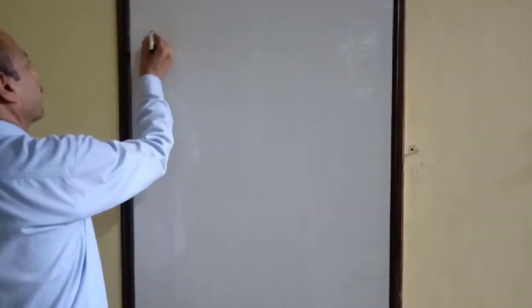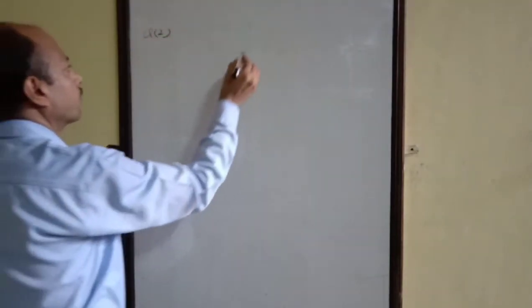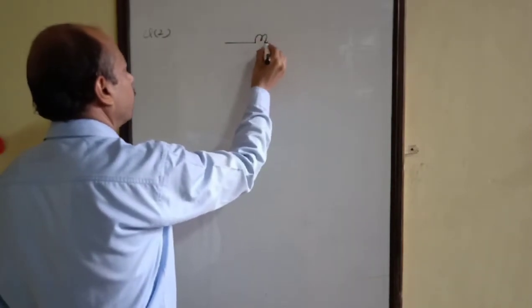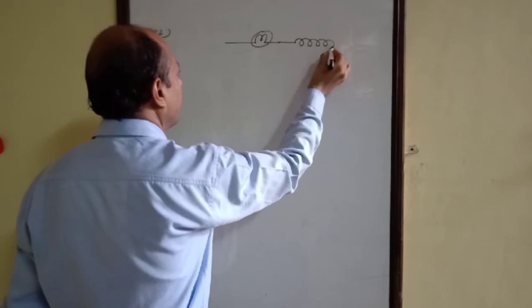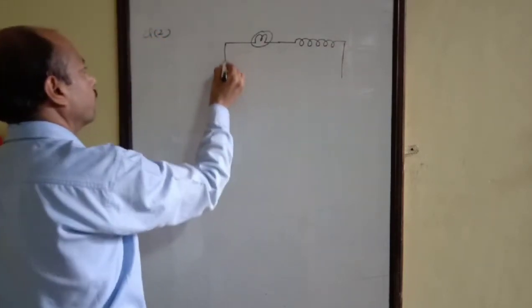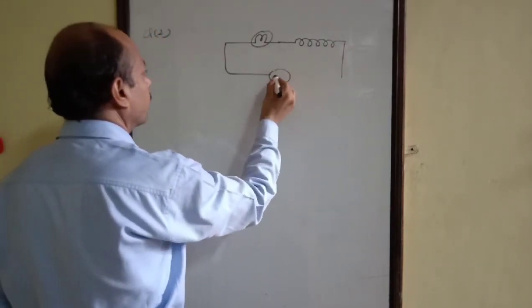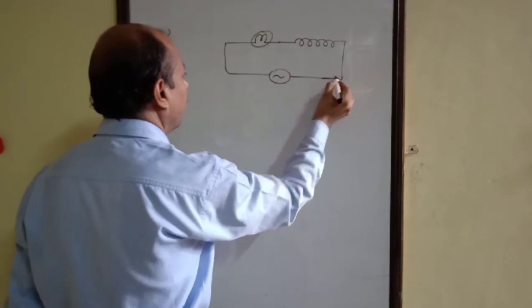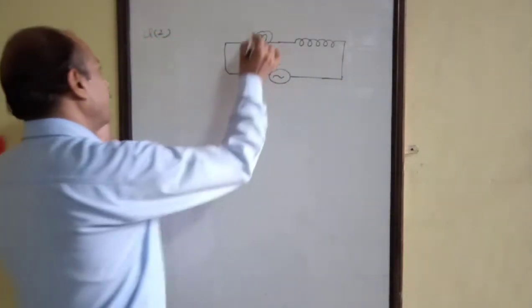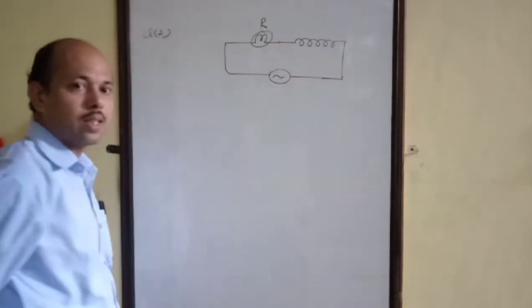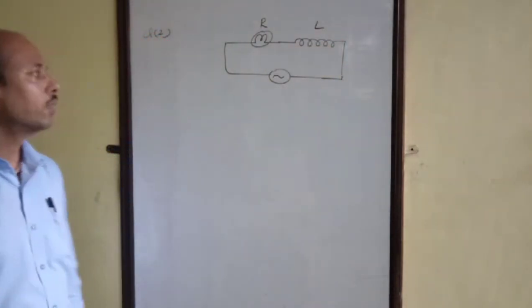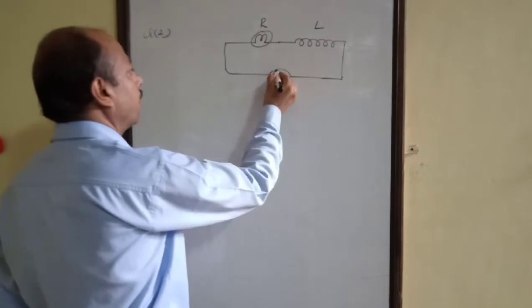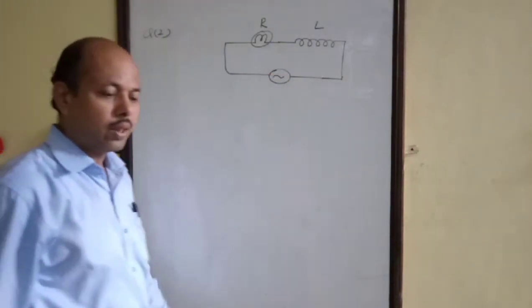Next question I am discussing. A bulb is connected in series with an inductor. R is the resistance of the bulb, L is the inductance of the inductor, and it is connected with an alternating source of EMF V equals V naught.